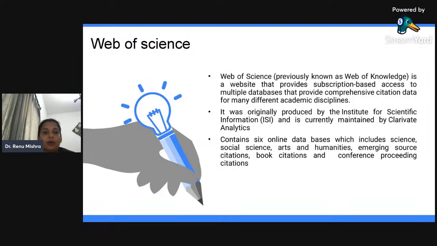Mr. Shafuddin, I think you will get your answer in the slides which are going on. So when you talk about the Web of Science, basically this is the website that gives you access to multiple databases, in which you can get citations and different academic disciplines. It was produced by the Institute of Scientific Information and is currently maintained by Clarivate Analytics, providing information on areas such as sciences, social sciences, arts, humanities, and conference proceedings or related fields.